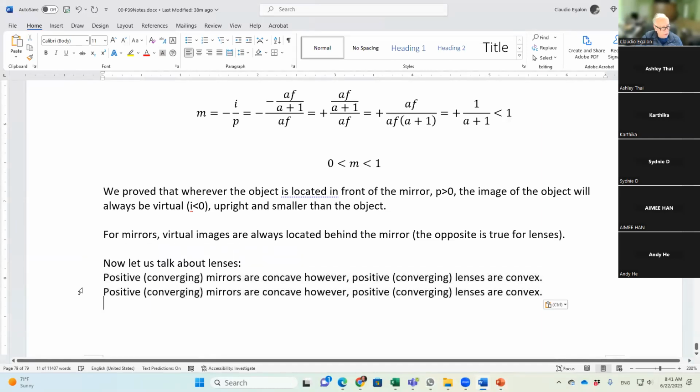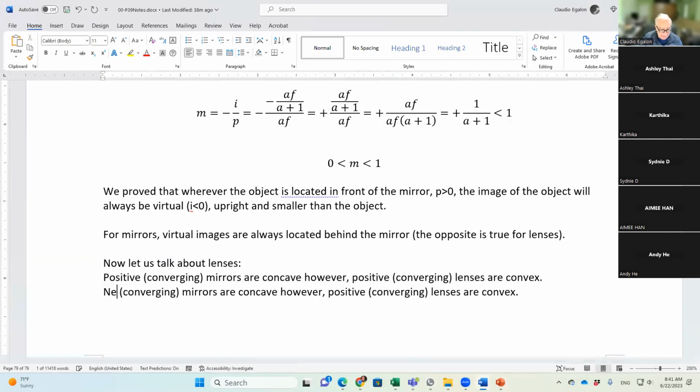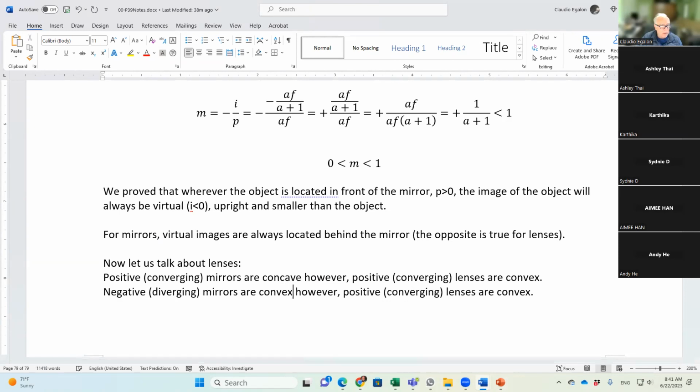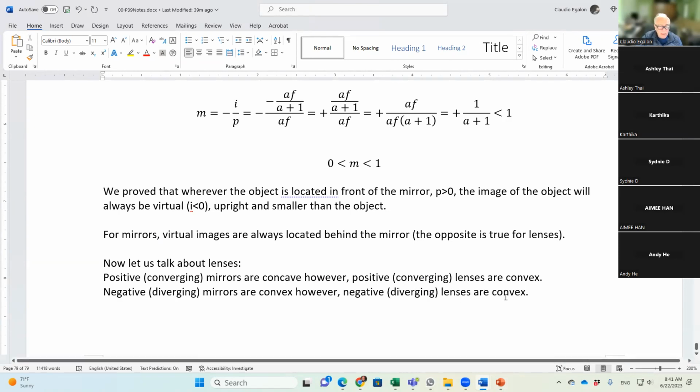And then you can have the other: negative diverging mirrors are convex. However, negative diverging lenses are concave.